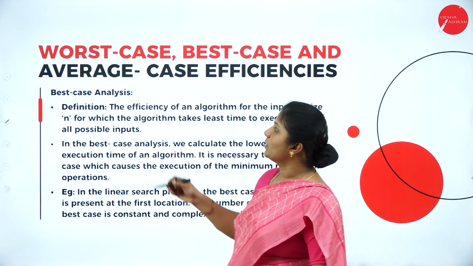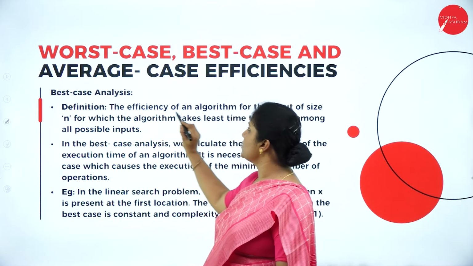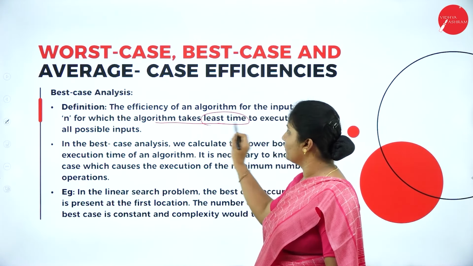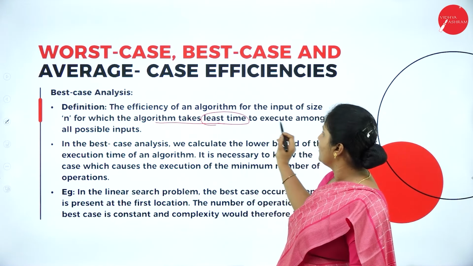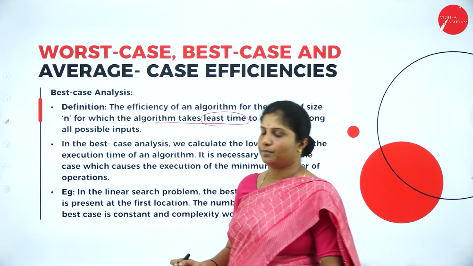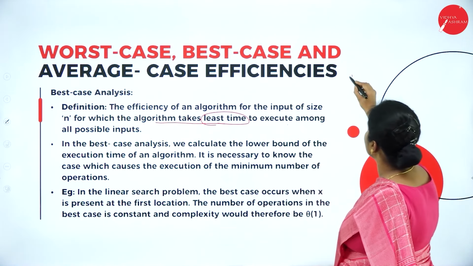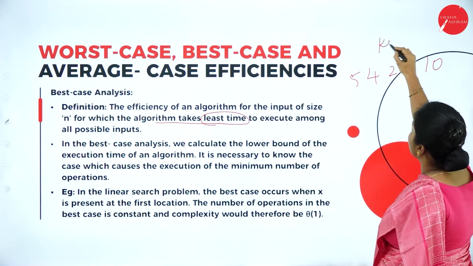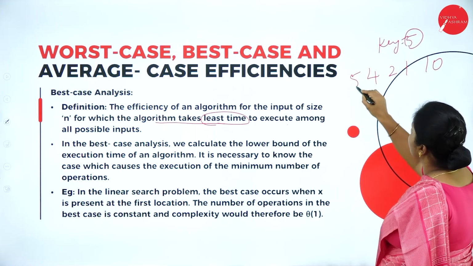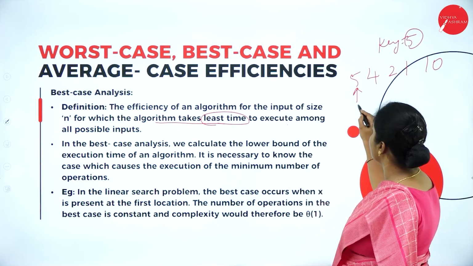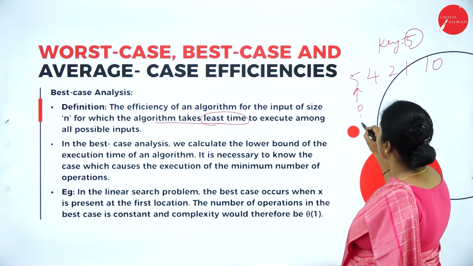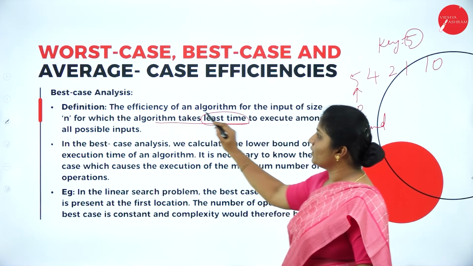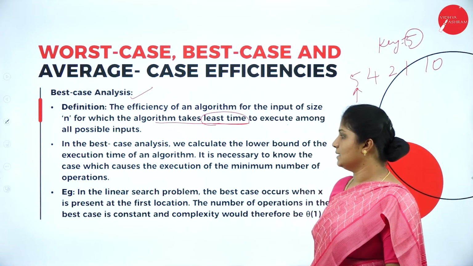Next, we will move on to the best case analysis. The efficiency of an algorithm for the input of size n for which the algorithm takes the least time is the best case. For example, I have taken 5, 4, 2, 1 and 10. If my key element is 5, it is present in the first index itself, the 0 index. It will check the first number and the key is found. So it takes the least time, and we say that it is the best case analysis.